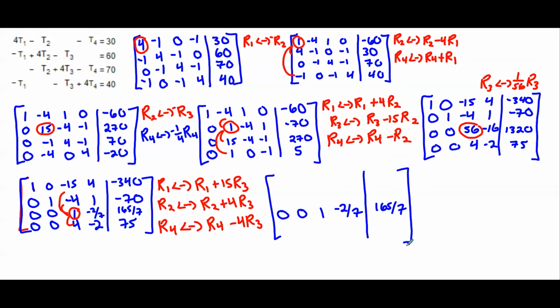So we'll start with row 1. Row 1 plus 15 row 3. So it's going to be 1, 0, 0. Right, negative 15 plus 15. And then I've got 4 plus 15 times negative 2/7. That's 4 minus 30 over 7. This is 28 over 7. So I get negative 2/7.